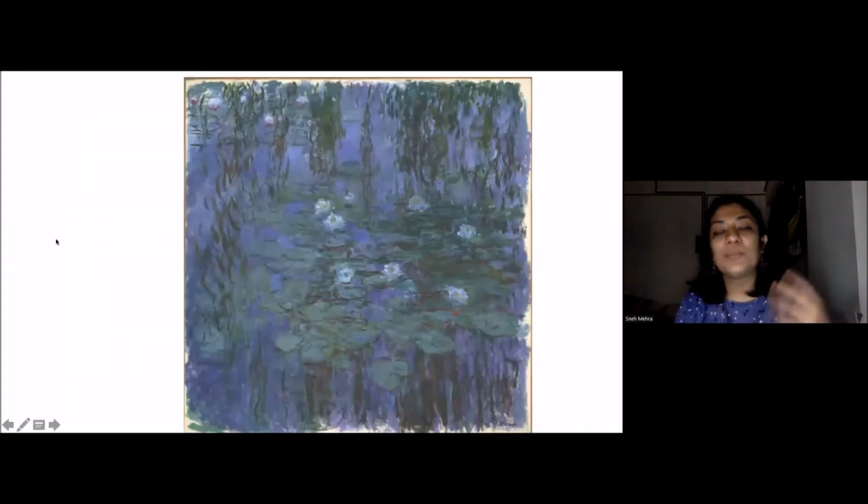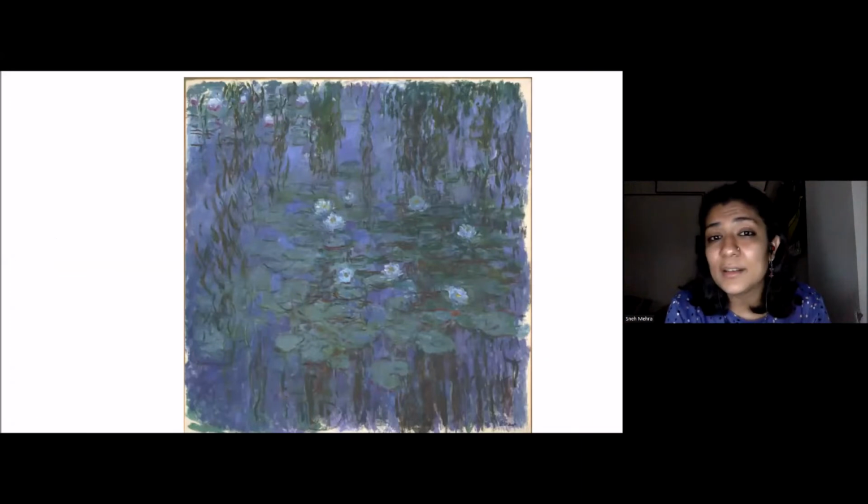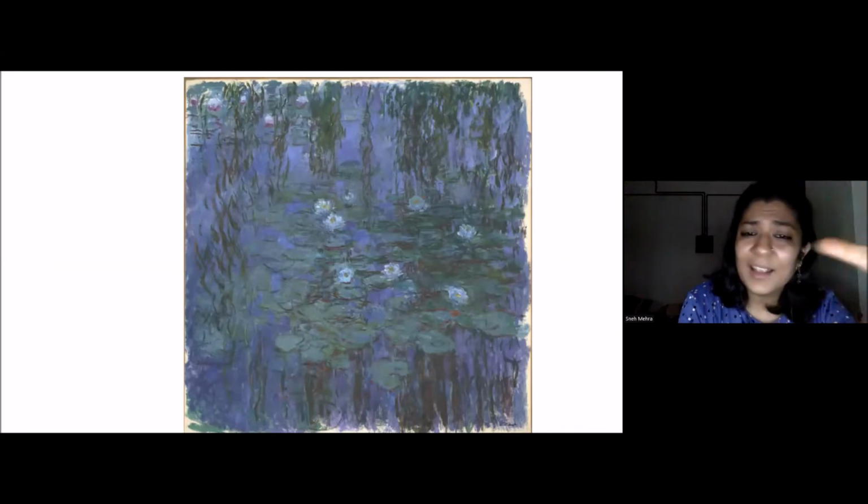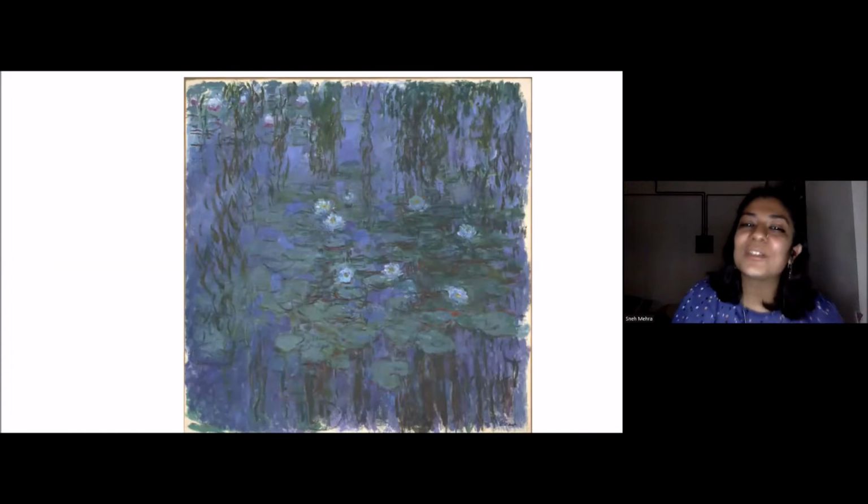So this is again Monet's painting. It's water lilies. So look at the way he's painted. Just look at it, because he could have made it realistically, but what's the use of it? You can get a picture out of it.